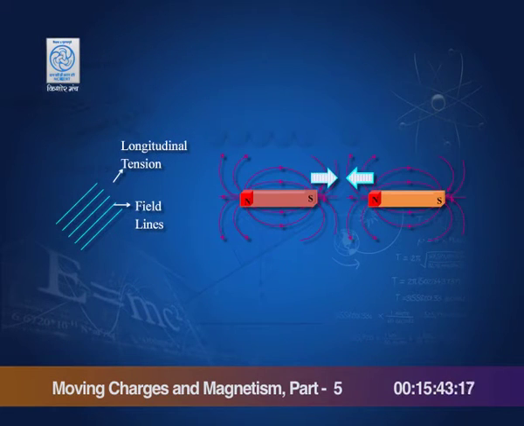Here I have drawn magnetic field lines of two poles, two bar magnets, south pole here, north pole here, and the lines go like this, and these lines tend to shorten their length, and therefore there is this force of attraction between the two magnets.